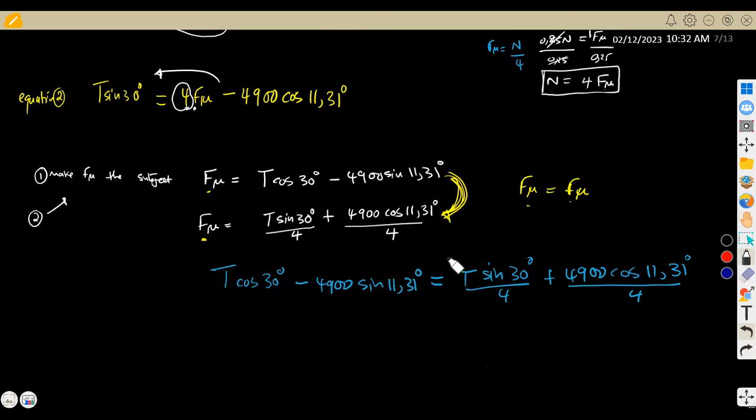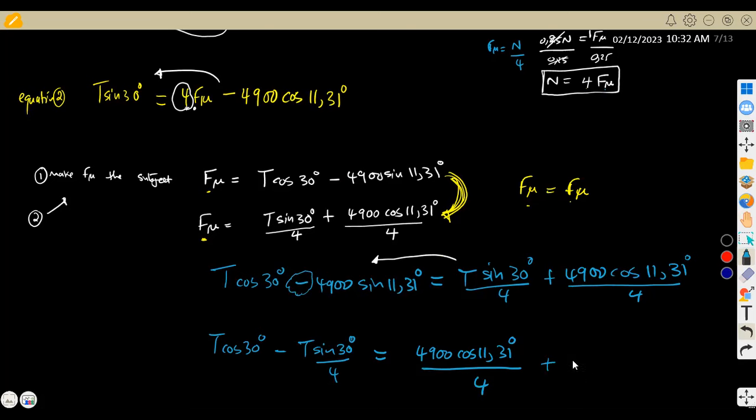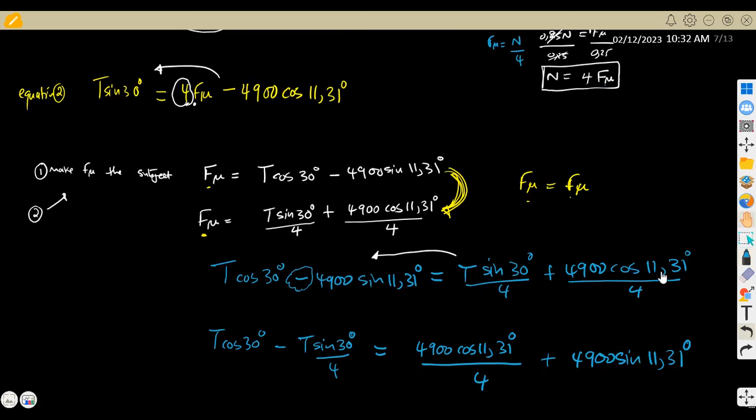That means we can simplify this to the other side of the equation. We are going to subtract, so we have t cos of 30 degrees minus t sine of 30 degrees over 4, which is equal to, if you transpose the minus 4,500 sine to that side, it's going to add. So it's going to be 4,900 cos 11.31 degrees over 4 plus 4,900 sine 11.31 degrees.